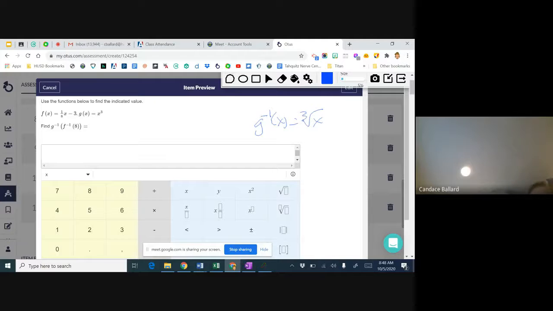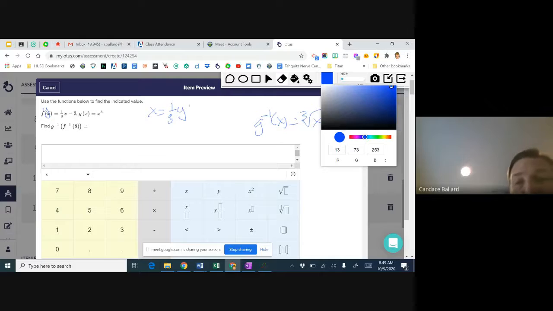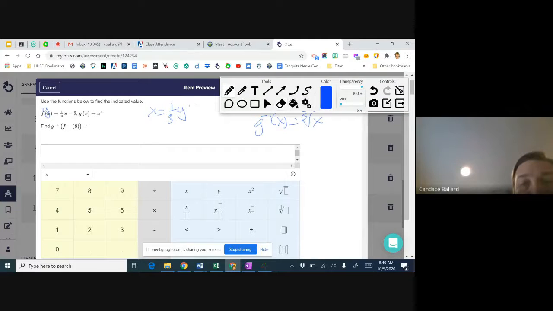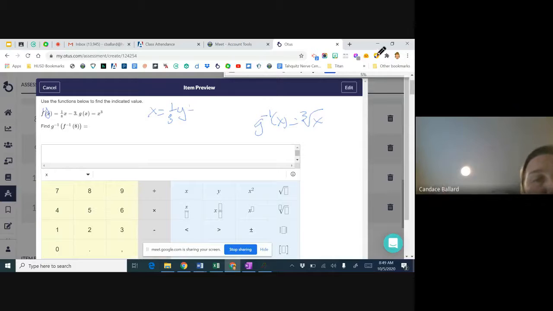We did that in the last problem, okay? This one here, again, we're going to pretend that that's y, and we switch our x and our y, so x equals 1/8 y minus 3, not plus 3. Ooh, that's not what I wanted either. I want this back. Okay, y minus 3. I'm going to add the 3, so x plus 3 equals 1/8 y, and then I'm going to multiply both sides by 8. So you've got 8 times x plus 3 equals y.